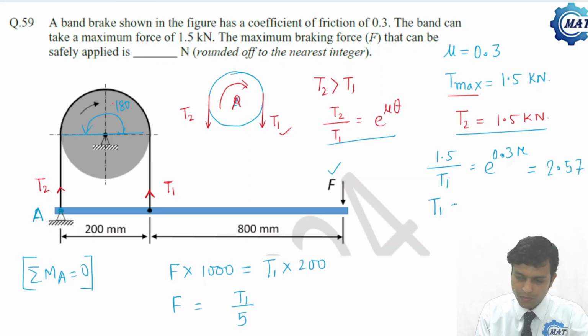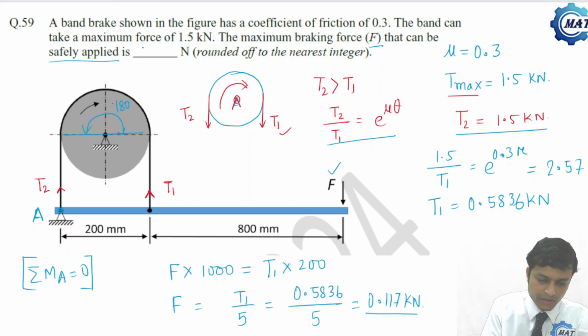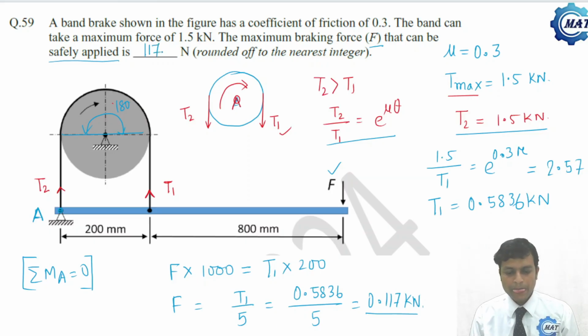Okay, so T1 is 0.5836 kilonewton. Let us put here 0.5836 divided by 5, that is 0.117 kilonewton. But it has been asked to calculate the value of F in Newton. So 0.117 kilonewton means 117 Newton. So this is the answer to the problem, and with this we have solved all the problems of GATE 2024.